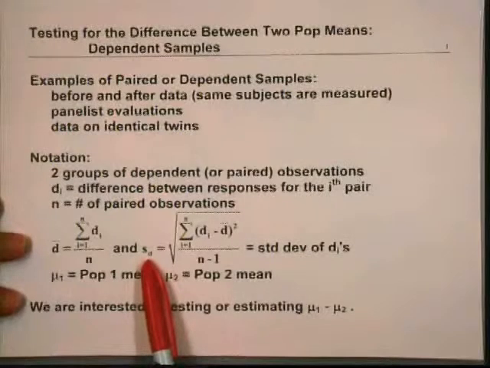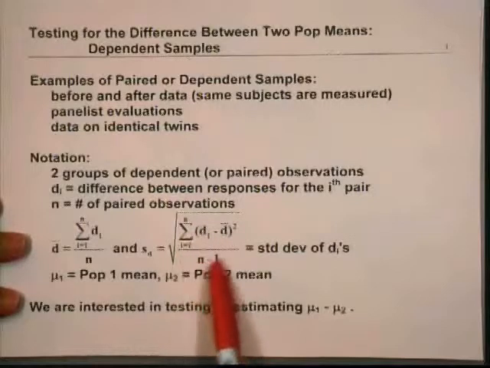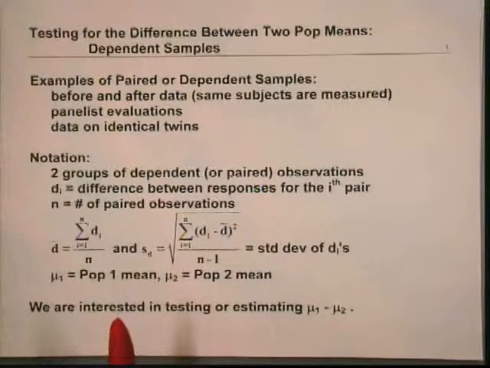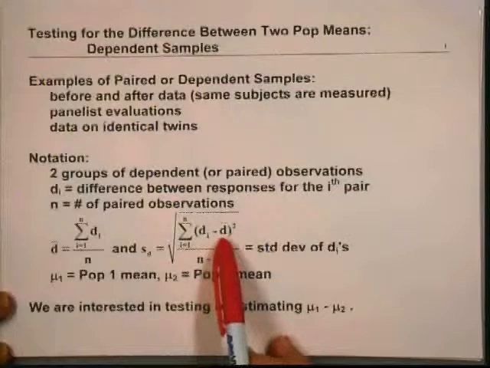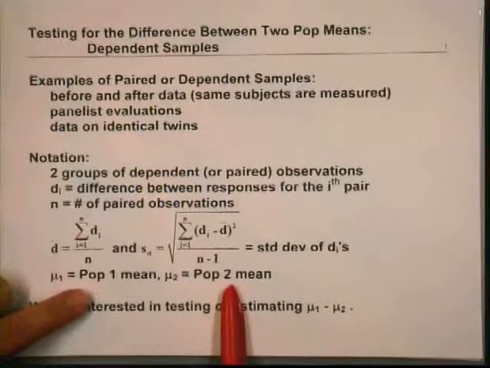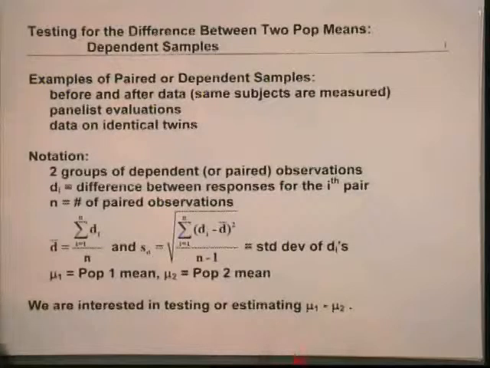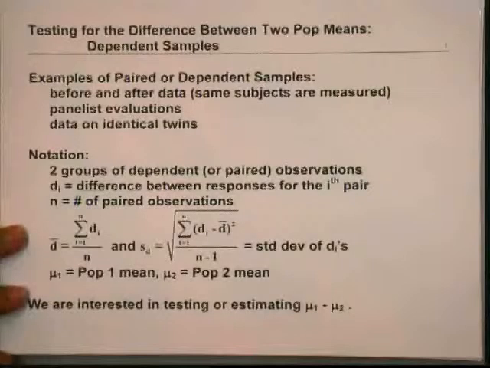Okay, the standard deviation of D, the differences. This is just our standard deviation formula that we had back in the dispersion lecture, one of the very first lectures we had. This is exactly the same formula we had, except then we had Y sub i and Y bar, and now it's D and D bar, right? I'm not doing anything differently than we did before. So we want the standard deviation of those differences. Mu1 and mu2 denote the populations 1 and 2 means respectively. We're interested in testing hypotheses or estimating the difference between these two means.